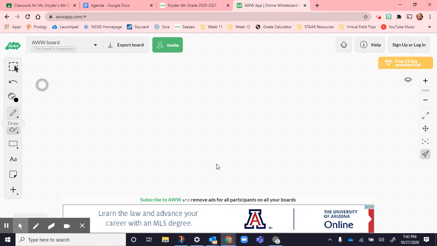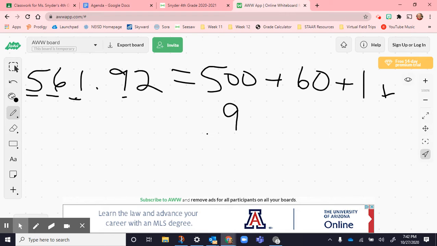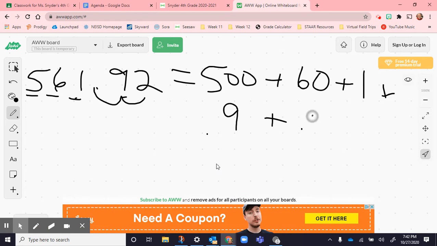So let's go bigger. Let's say 561 and 92 hundredths. So I start off with my 500 plus 60 plus 1. There's the whole number part. Then I get into my decimals, 0.9, right next door, plus the 2 is 2 spots over. So 500 plus 60 plus 1 plus 9 tenths plus 2 hundredths.